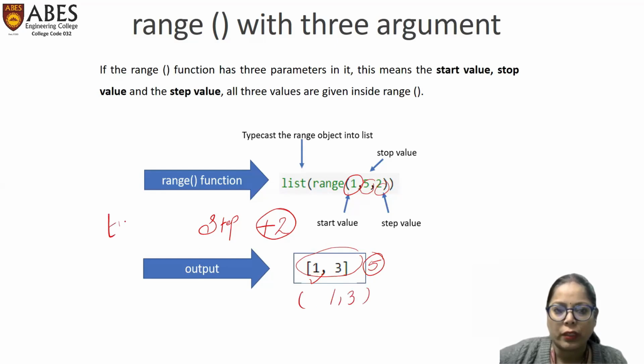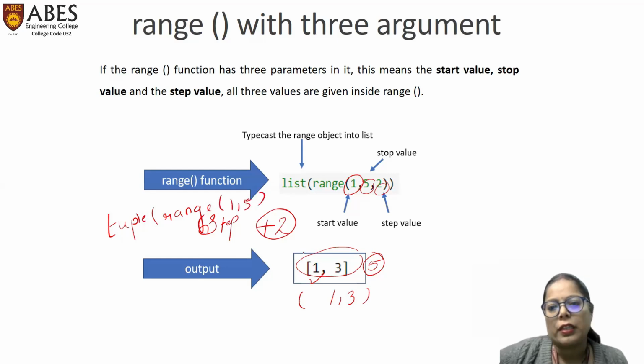We would have written it like this: tuple range 1 and 5. Then in this case, we would have this output.